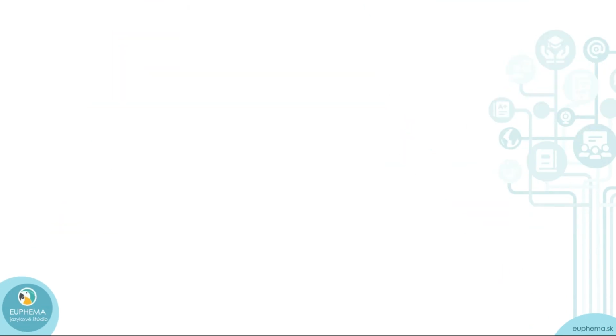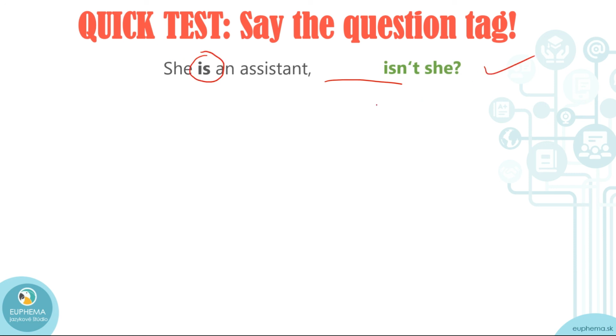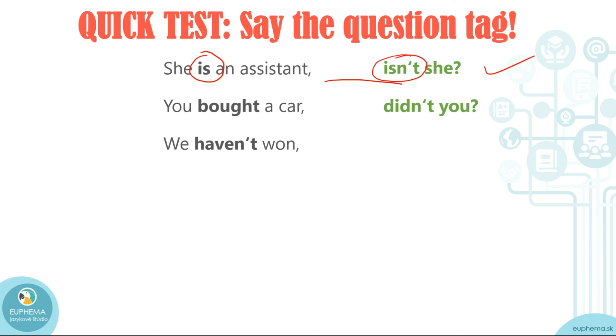And now, very quickly, test yourself, okay? There are gonna be sentences and you will fill in the appropriate question tag, okay? Let's see. She's an assistant. Now fill in with a question tag. Isn't she? Okay, very good, because there is positive is. So the question tag, negative isn't she. Let's continue. You bought a car. Question tag is, didn't you? Excellent. We haven't won. Have we? Super. I'm wrong again. Aren't I? Okay, this is the exception that we were talking about. Okay, I am positive and negative question tag, aren't I?